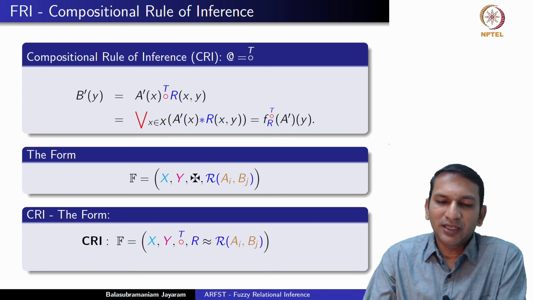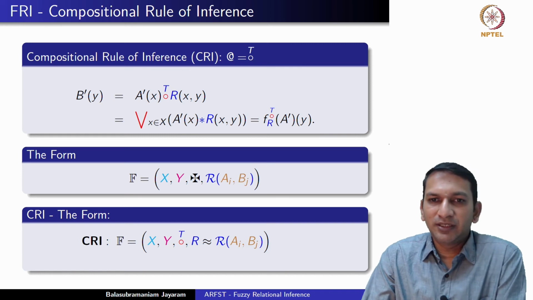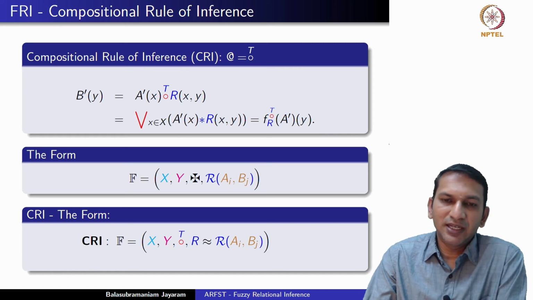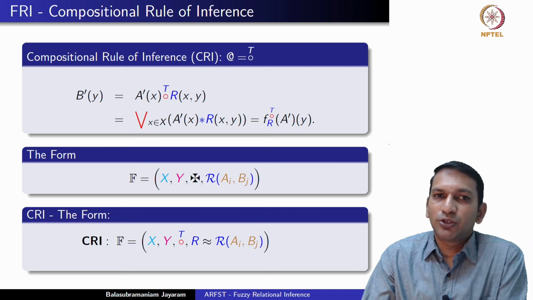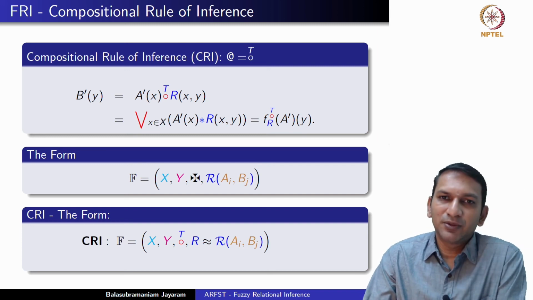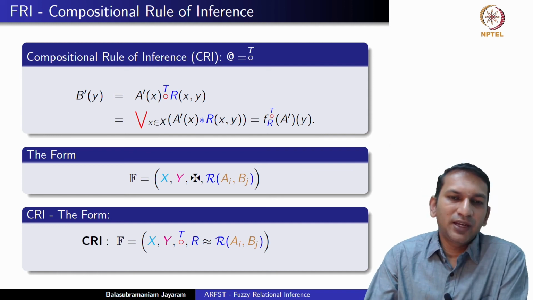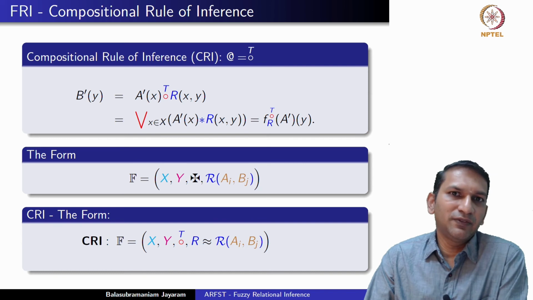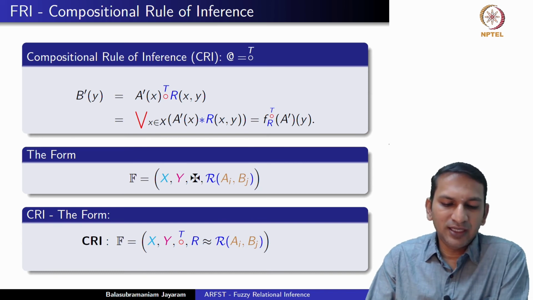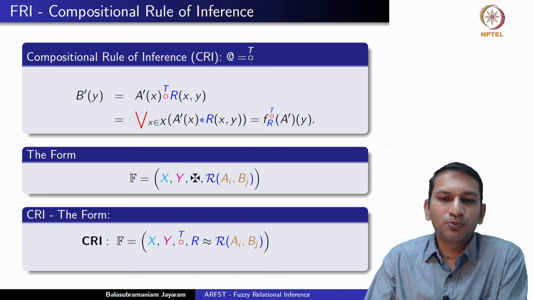Then the composition is given in terms of sup-T, and R we do not specify. We have seen that R can be obtained from either a T-norm or an implication. We said it depends on the interpretation of the rule, whether it is a conjunctive or an implicative rule. But in essence, you could also use some other fuzzy logic operation. We will see some of these going forward. But for the moment, somehow we are able to obtain a fuzzy relation from the given rule.